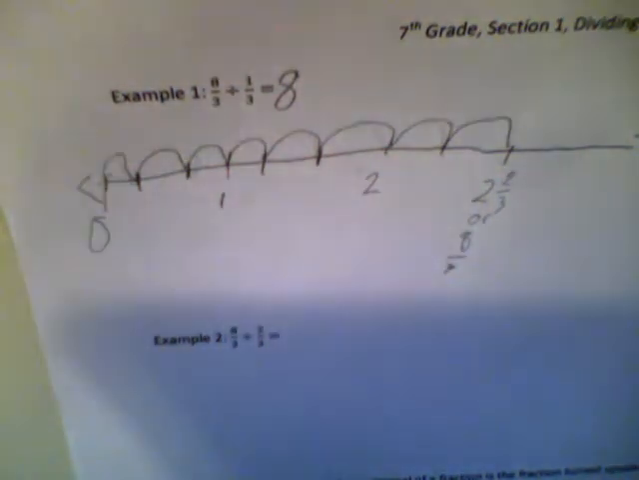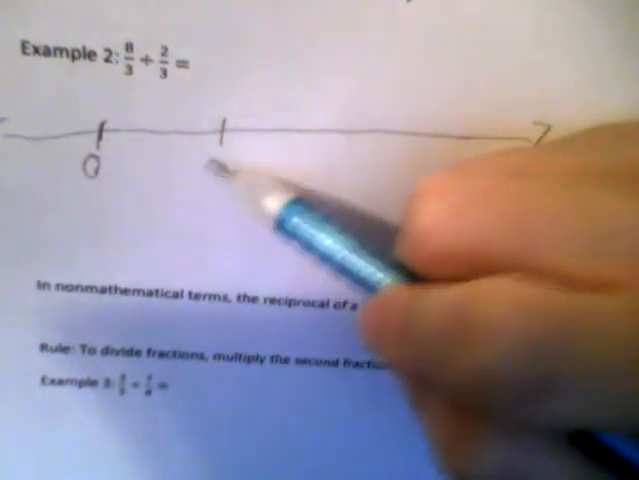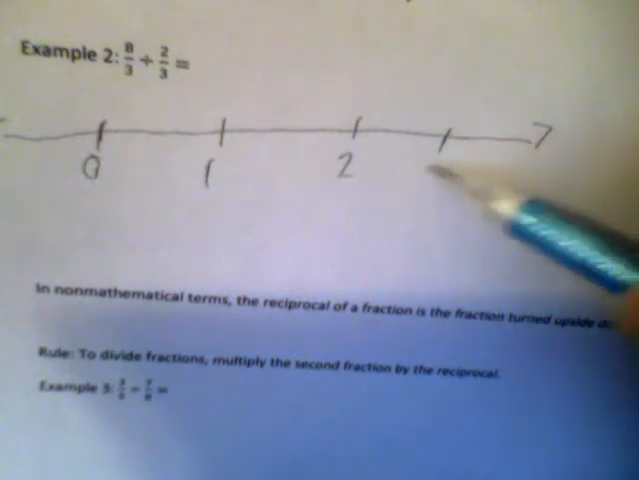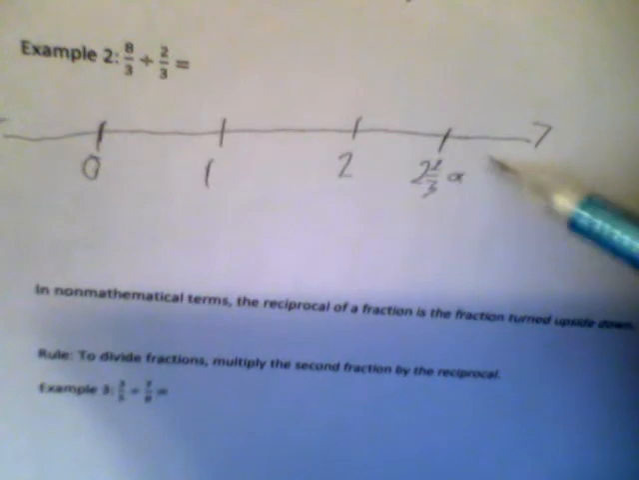Let's look at another example. Let's look at 8/3 divided by 2/3. So 8/3 divided by 2/3, same thing. I want to know how many times does 2/3 go into 8/3. So I can draw myself a diagram like last time. Here's my 0. Here's my 1. Here's my 2. And let's say here's my 2 2/3 or 8/3.